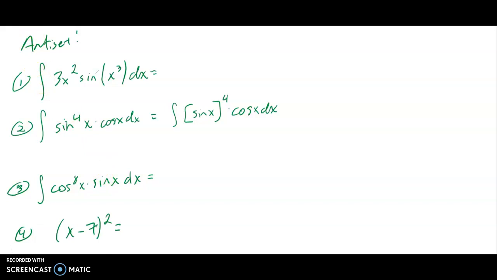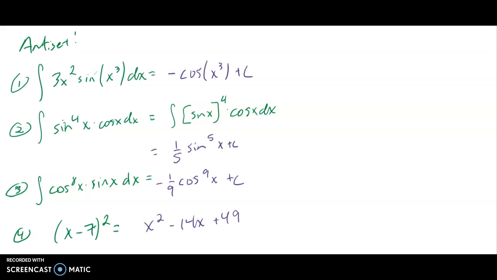Here come your answers. All right, hopefully we're in agreement here. These are all U subs. The first one gives me a negative, because the cosine derives to a negative sine. A negative cosine of x cubed plus a constant. Next one is 1/5. I do power rule on that to the fourth power, so I get sine to the fifth of x times 1/5 plus a C. And then the last one, I get a negative because we had a cosine that we were integrating. So a negative 1/9 cosine to the 9th of x plus a constant.